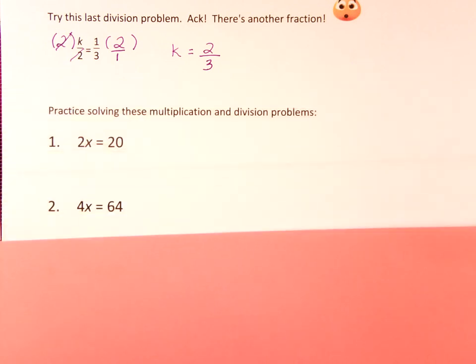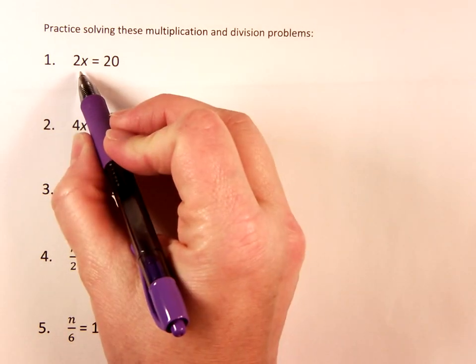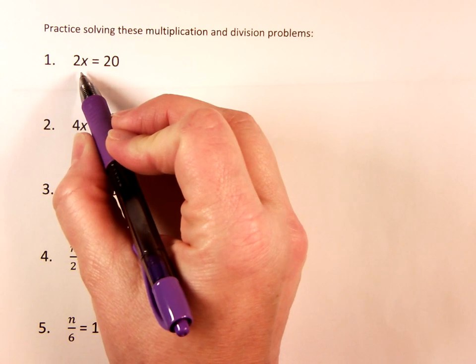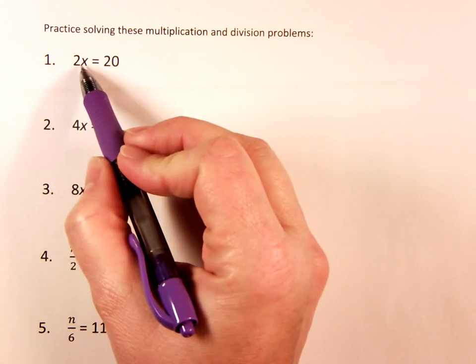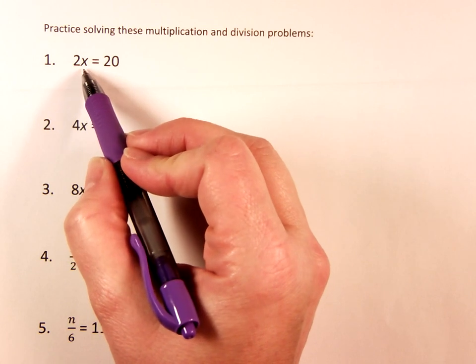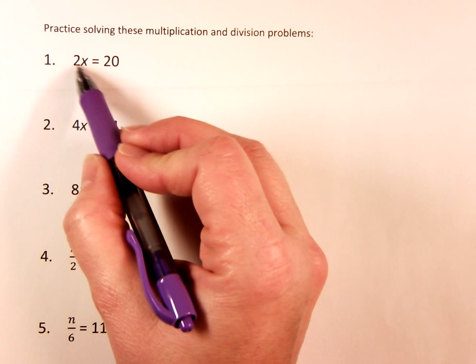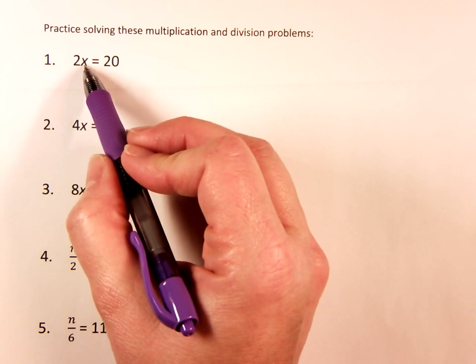All right, so practice solving these multiplication and division problems. All right, let's go over these now. Always the first thing that you do is you notice the operation that you have. 2 is next to the x like this. There's nothing between it. Can you tell what operation this is? This is multiplication. When the 2 is smushed right up to the x, that's being multiplied.